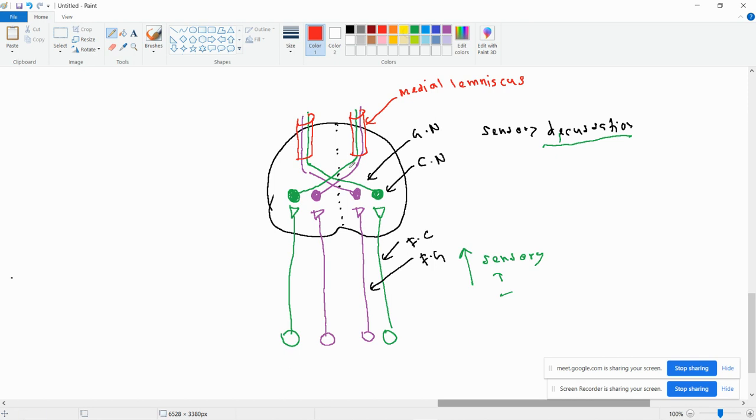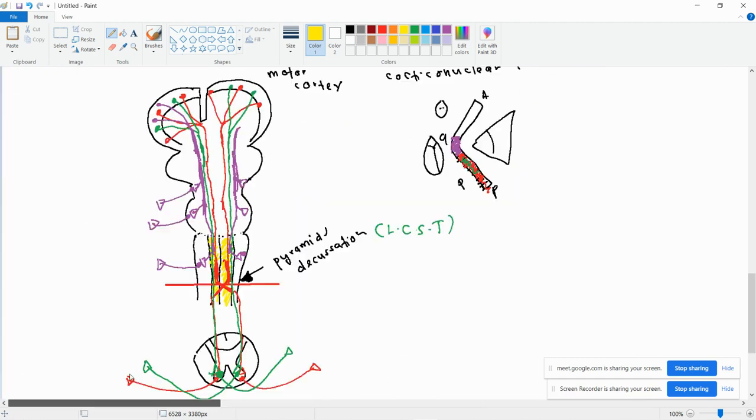Where can you find that decussation? In this region you can see the decussation. Decussation from where? Decussation of fibers from your gracile nuclei and cuneatus nuclei. After decussating, these fibers coming from the gracile and cuneatus nuclei move upward as a new tract, and this tract we call the medial lemniscus. Okay, back to this diagram.